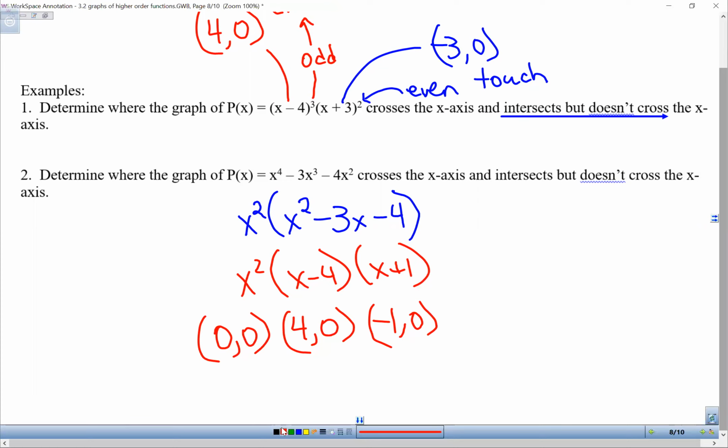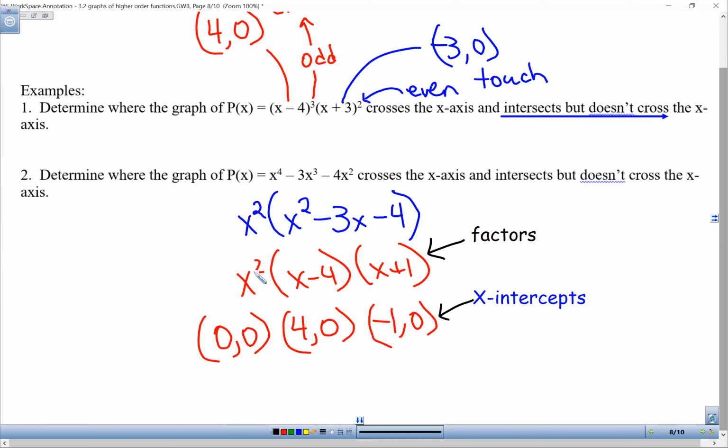So again, these are our factors. And from our factors, we can get our x-intercepts. So make sure you understand how that works and how to get those.